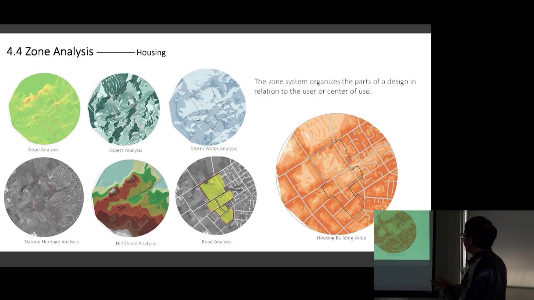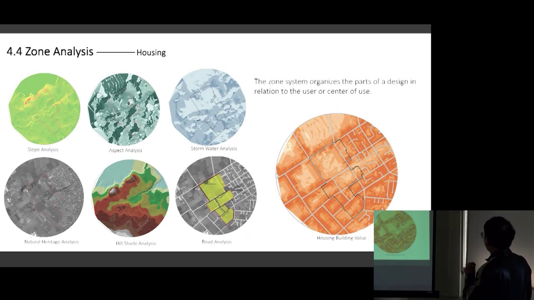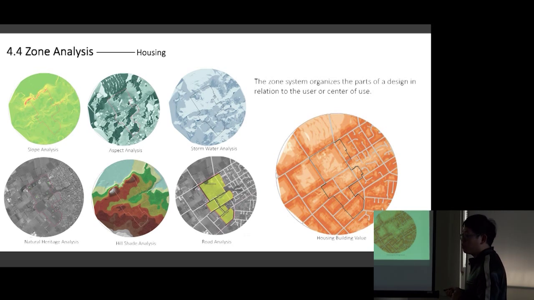So I do a zone analysis. Why? Zone analysis is a system that organizes parts of a design in relationship to the user and the center for use. So first, when we design, we have to find zone zero. Zone zero is people. So where are the people living? So where is the house located?